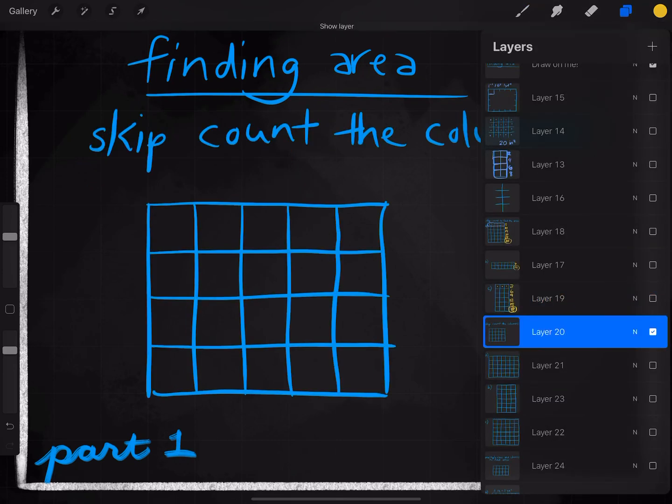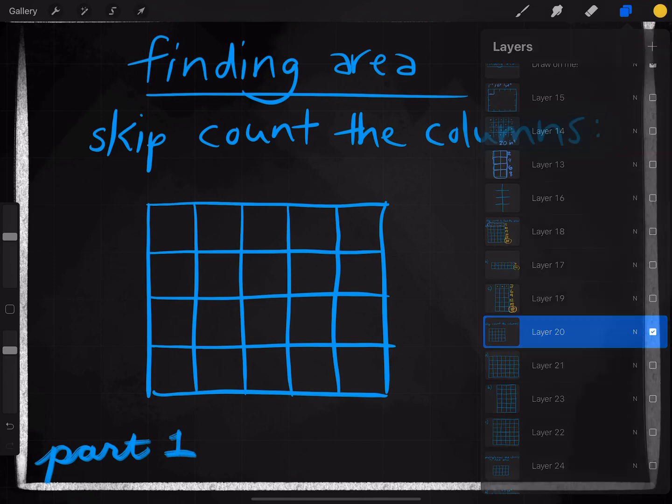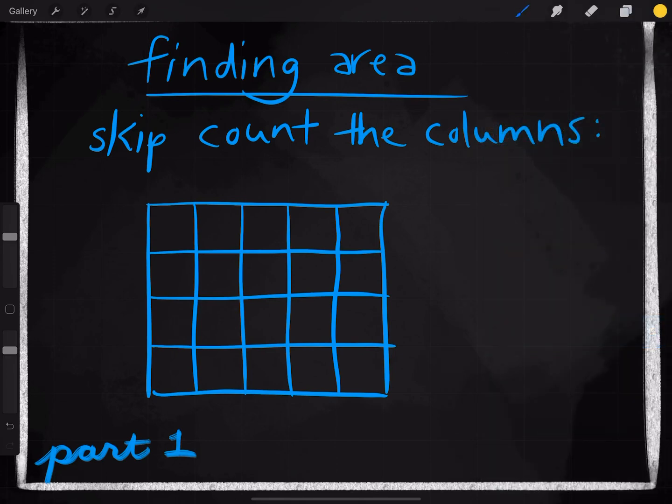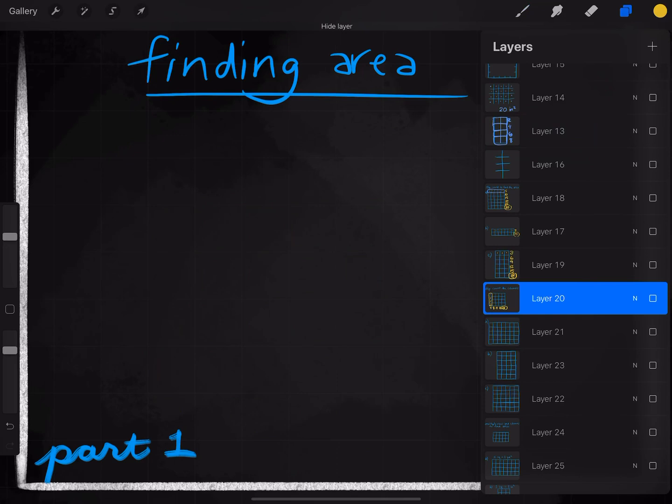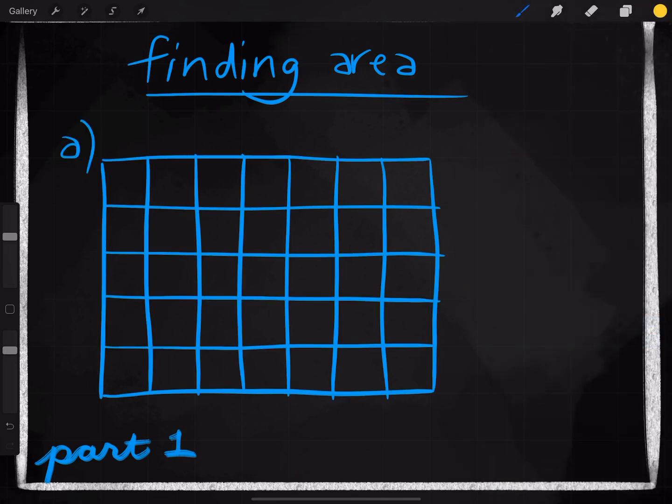We can skip count the columns also. The columns would be in this direction. You have 4 boxes in each column: 1, 2, 3, 4. So if we want to skip count, we can say 4, 8, 12, 16, 20. So we'd end up with an area of 20. Here's a little practice. Go ahead and try that one, and then you can put the video back on.